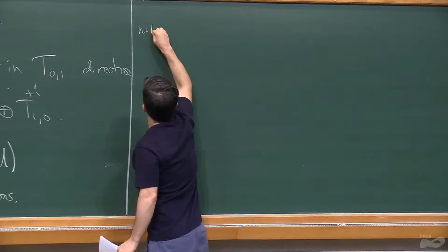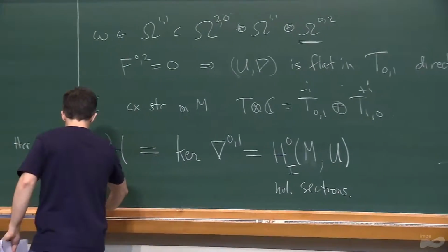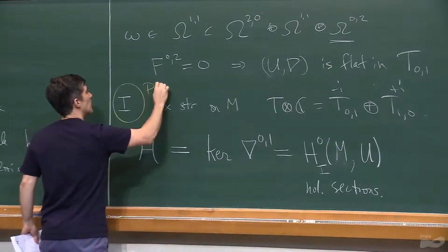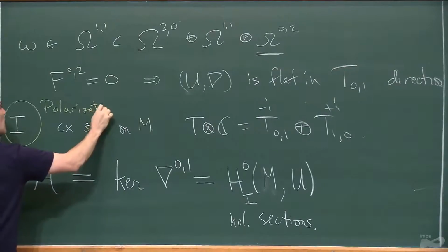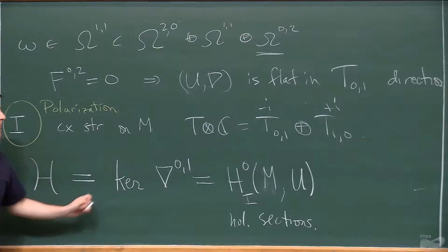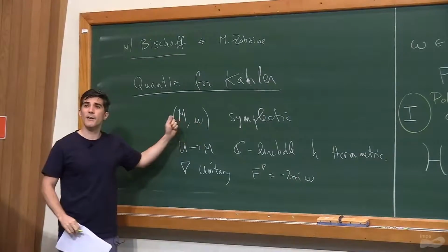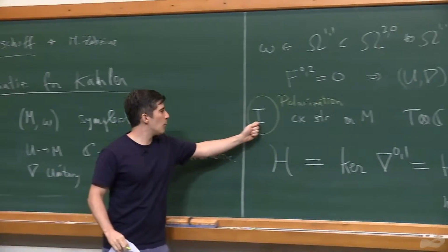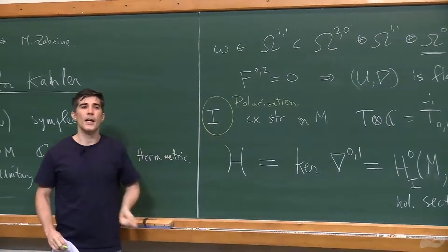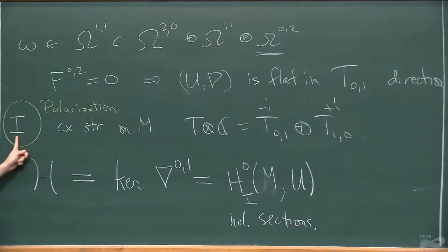Okay. Now, there's something important about this. So this is called a polarization. And we needed to choose this polarization in order to obtain this vector space. And so you may wonder whether the vector space depends on the polarization. So in other words, this is not just a quantization of M, omega, it's a quantization of M, omega with this polarization chosen. Okay?